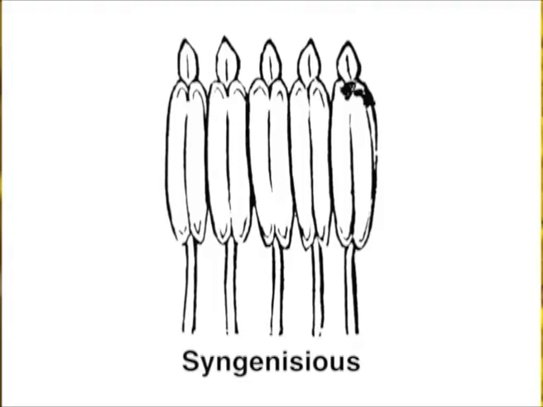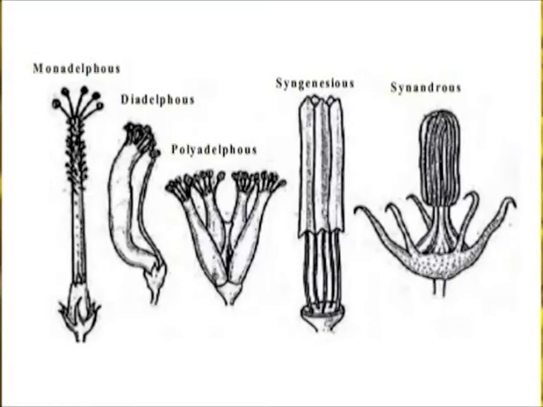When the stamens are united only by anthers, leaving the filaments free, they are termed syngenesious. Such stamens are found in many families like Rutaceae and Myrtaceae. The syngenesious stamens form a tube that encloses the style and stigma.